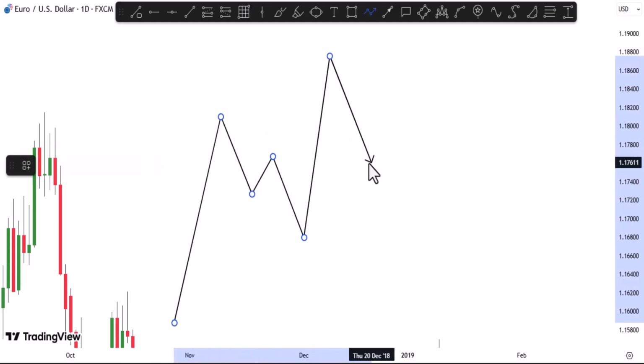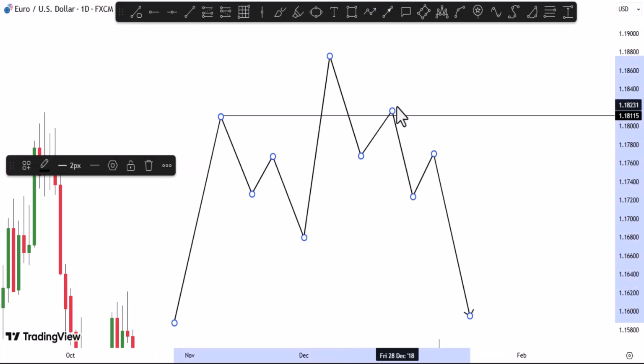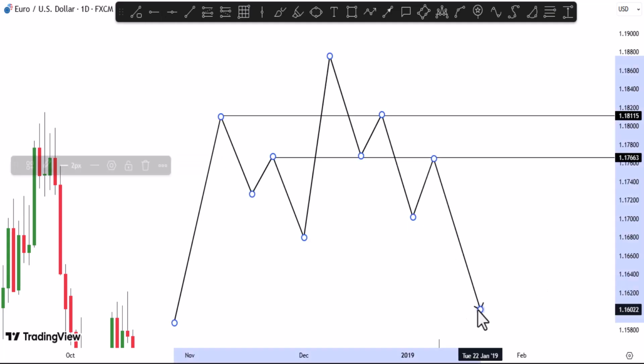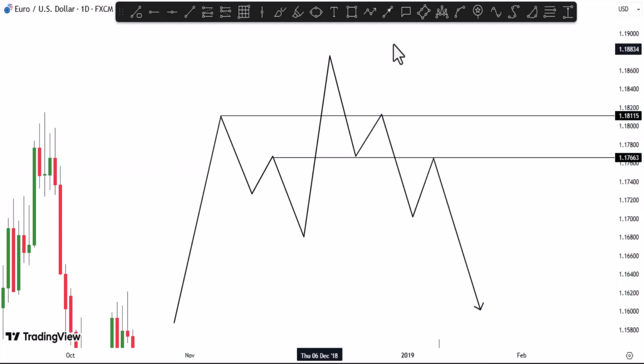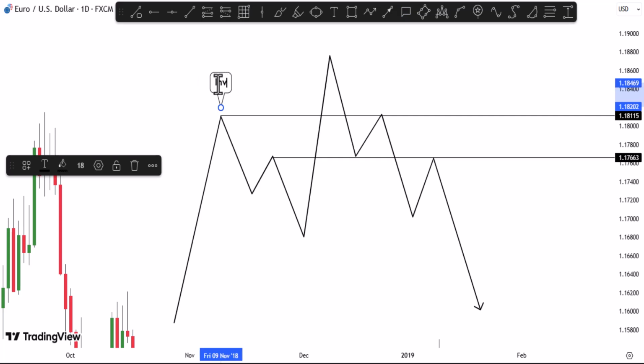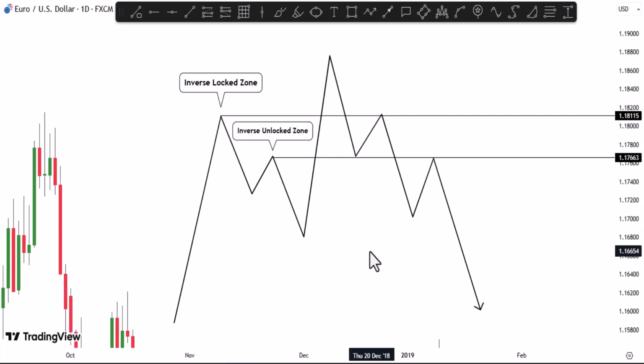Today, we're diving into a powerful concept: inverse locked and inverse unlocked zones. This strategy is essential for catching high-probability reversals and sniper entries. Stay tuned to learn how to use these zones to improve your trading strategy. Let's start by understanding what these zones mean.